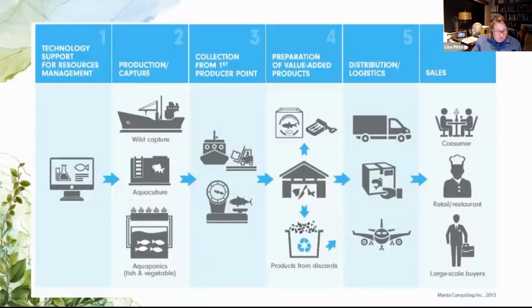So looking at this flow chart, we start with technology support for the resources leads to the production or capture of fish. So maybe we're going out and we're doing wild capture. Maybe we're doing aquaponics where we're doing farm raised fish, right? Then we have to collect them. So for what we call the first producer point. So it's almost like a trophic pyramid, only you've got the thing that you're in, then you've got the people who are getting them, and then they're going to go on, and eventually they're going to end up being sold and consumed.